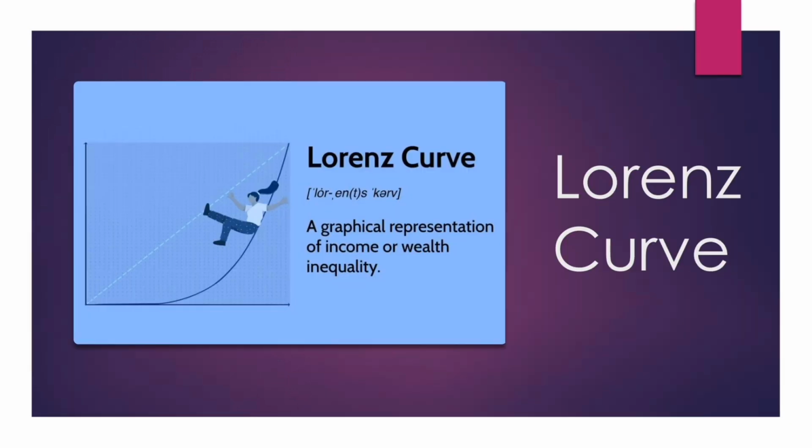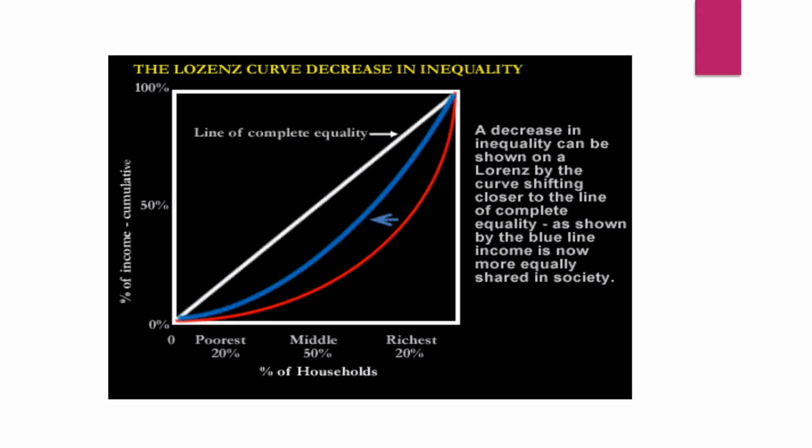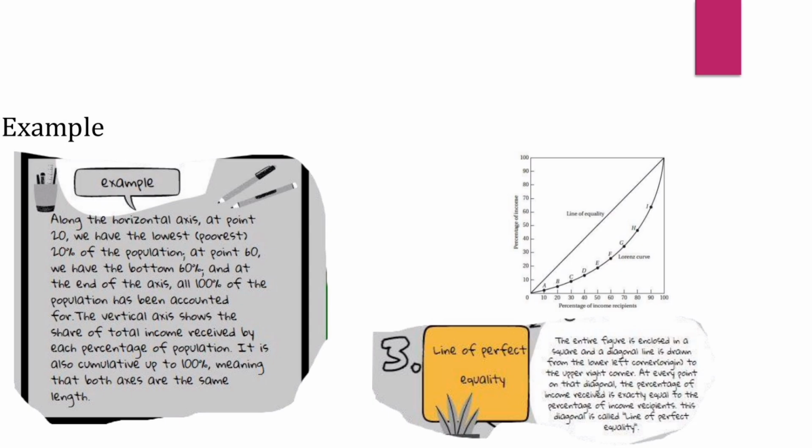The Lorenz curve. The Lorenz curve is a graphical tool used to measure income inequality. It represents the distribution of income or wealth within a population. The diagonal line in the graph represents perfect equality, where everyone has the same income. The Lorenz curve shows the actual distribution. The further it is from the diagonal, the greater the inequality. A shift closer to the equality line indicates a decrease in inequality. Income inequality is often analyzed using the Lorenz curve. In this section, we'll break it down with an example and explain the concept of the line of perfect equality.